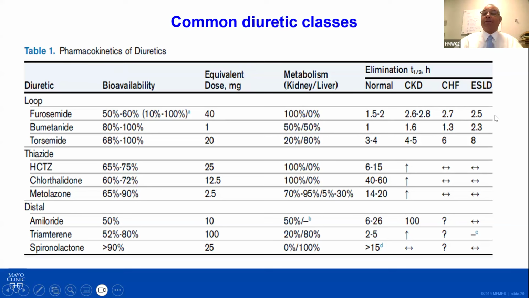You have to differentiate between half-life and duration of action. So half-life is the time needed to metabolize 50% of the medicine. So half-life is 1.5 to 2 hours, double that in CKD and double that in end-stage liver disease. Bumax is different, 100% bioavailable. 40 milligram of Lasix will be equivalent to 1 milligram of Bumax, 50-50 as far as hepatic kidney metabolism. That's why its half-life is not affected much in the CKD population, but in the liver population, it's a little bit prolonged.